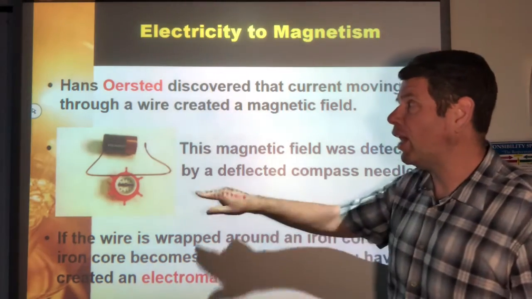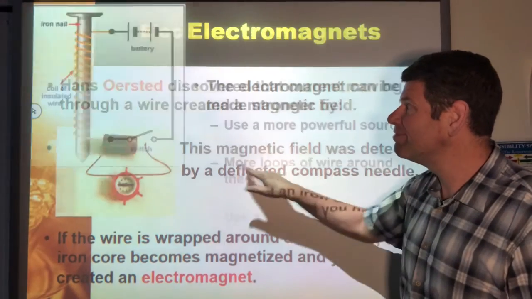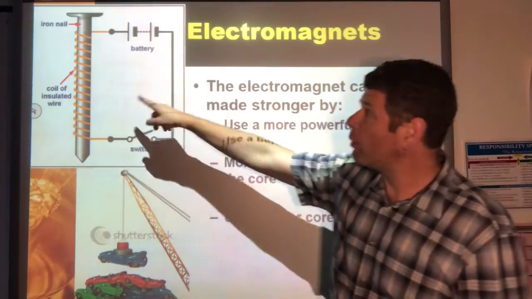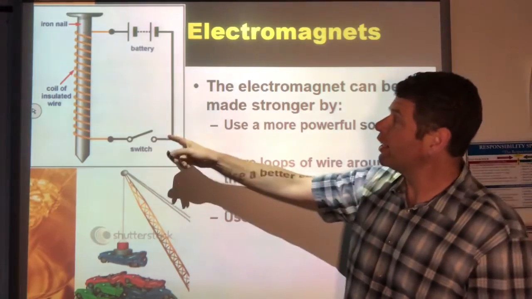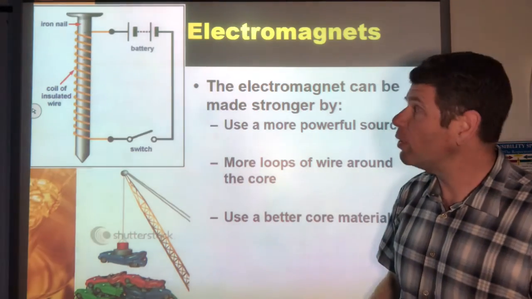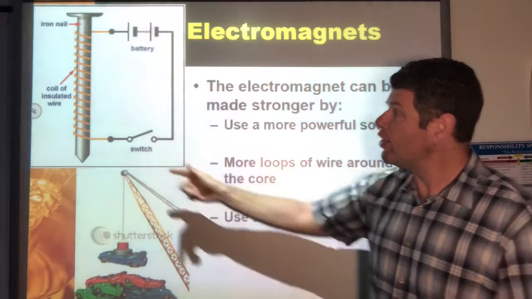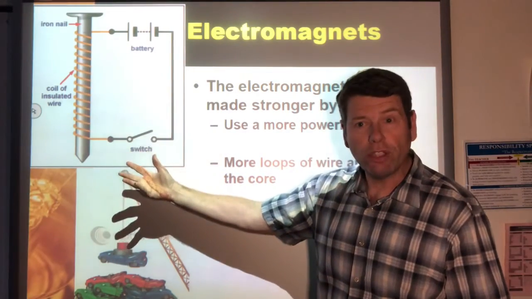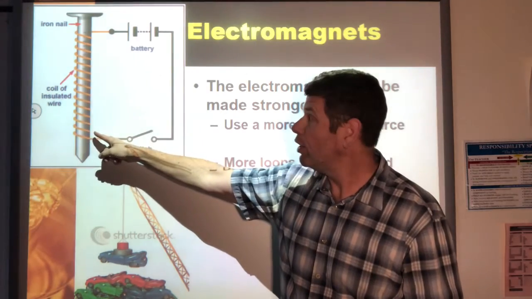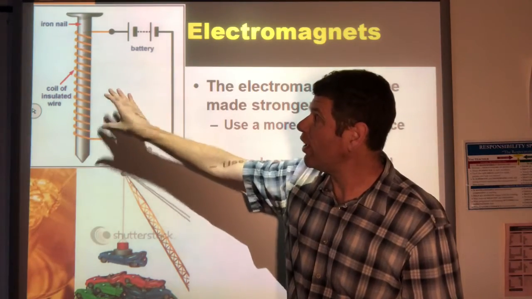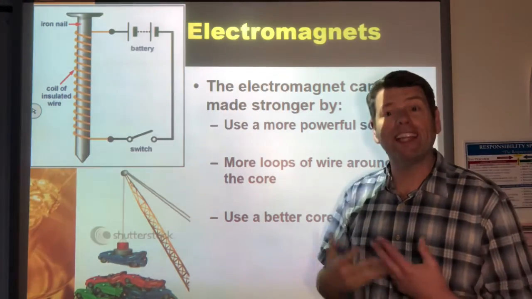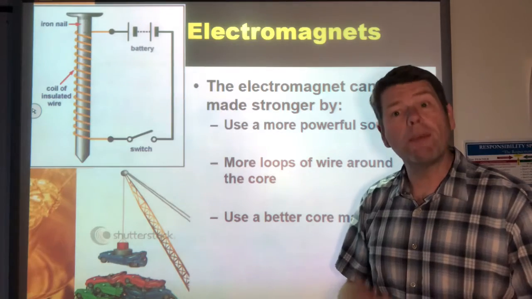So if I go to the next slide, you can see a diagram of that right here. There we have an iron nail connected to a circuit, and loops of wire are wrapped around the nail. When the power is turned on, a magnetic field is generated by the electrons moving in the wire, which causes the whole nail to become a magnet. It's called an electromagnet because we're providing electricity to produce some magnetism.